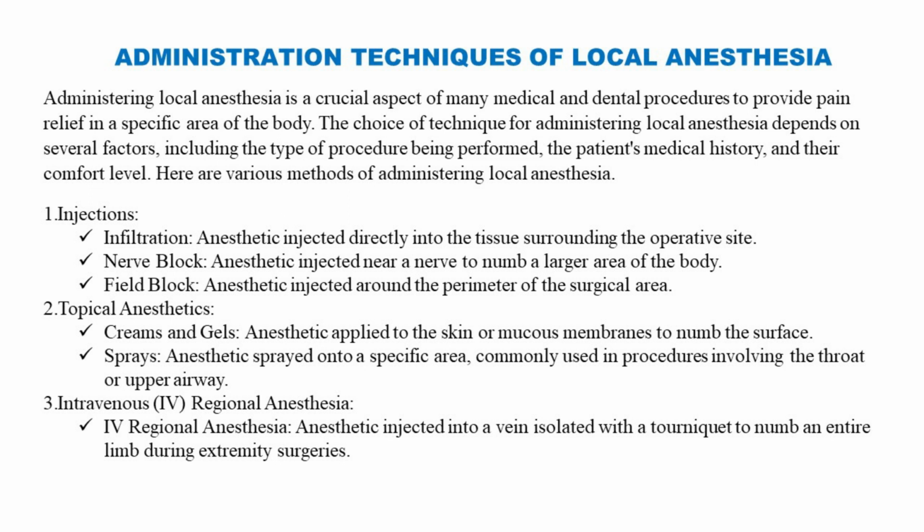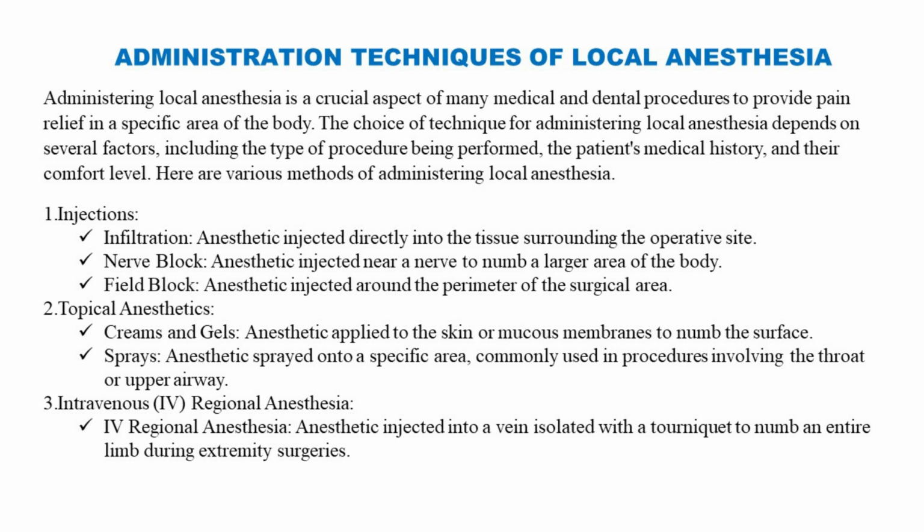Field block. Similar to infiltration, a field block involves injecting the anesthetic around the perimeter of the surgical area. It's used for procedures like skin grafts or excisions. 2. Topical anesthetics. Creams and gels. Topical anesthetics are applied directly to the skin or mucous membranes to numb the surface before a procedure. They are commonly used for minor procedures, such as venipuncture or inserting IV lines.